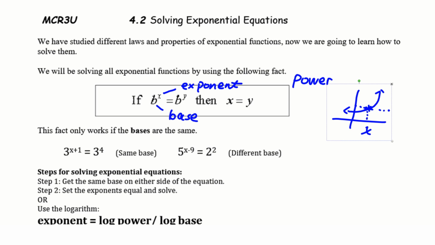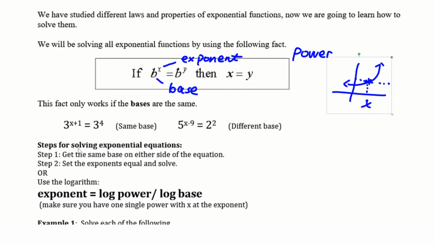So based on this property, we could change both sides to the same base. Then we let the exponents equal. If we have different exponents, we could use a logarithm. So exponent equals log power divided by log base.